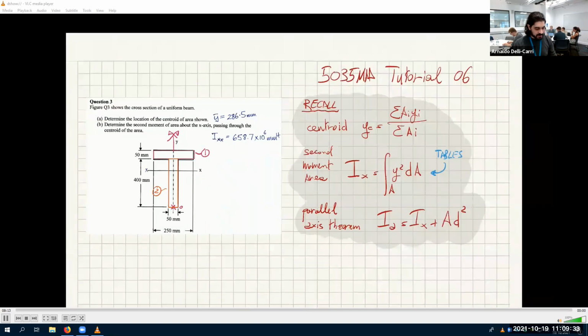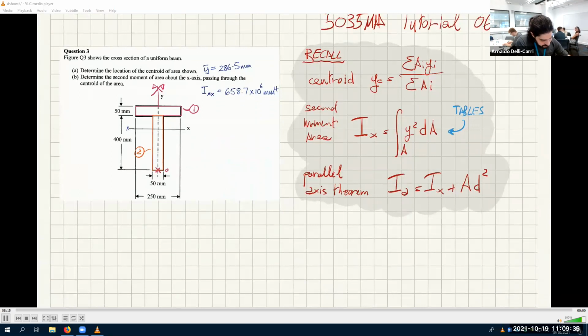And so let's apply the centroid formula. The y coordinate of the centroid equals, in this case, a sum over i's. We have 2 shapes, so this is a sum of 2 members: A1 y1 plus A2 y2, divided by A1 plus A2. Do you agree with me? That's what it is. If you have three shapes, this gets more terms.